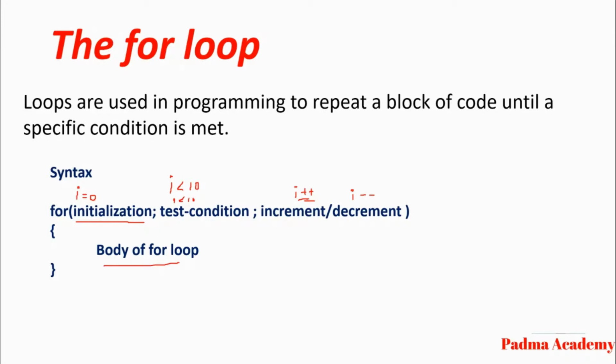Then i value becomes 1, then i is less than 10, that is, 1 is less than 10. Yes. Then it will execute the body of the loop. Then it will again increment the value of i, then the i value will become 2, and it will check, is 2 less than 10. Yes. Then it will again execute the body of the for loop.